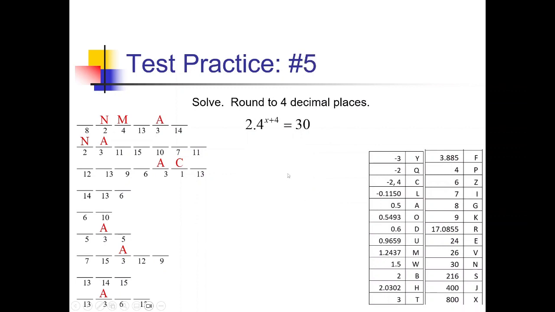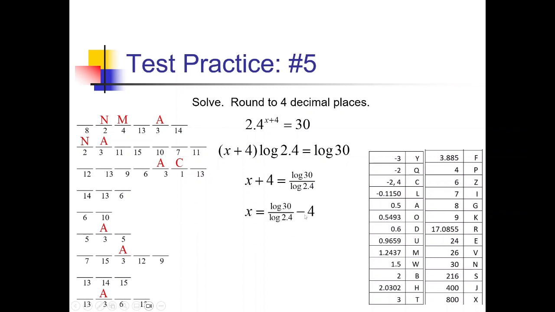For this one, I'm going to start by getting this x plus 4 out of exponent land by taking the log of both sides. So I'm going to have (x plus 4) log of 2.4 and log of 30. Notice that I put my x plus 4 in parentheses just so I don't lose anything there. So next up, to get x by itself, it would be a good idea to divide by this log of 2.4. And if I do that, I've just got this x plus 4 now on the left side. Let me go ahead and also subtract 4 from both sides.